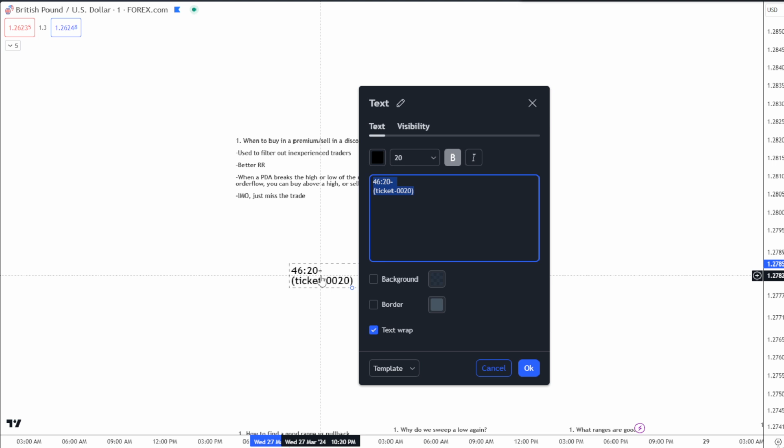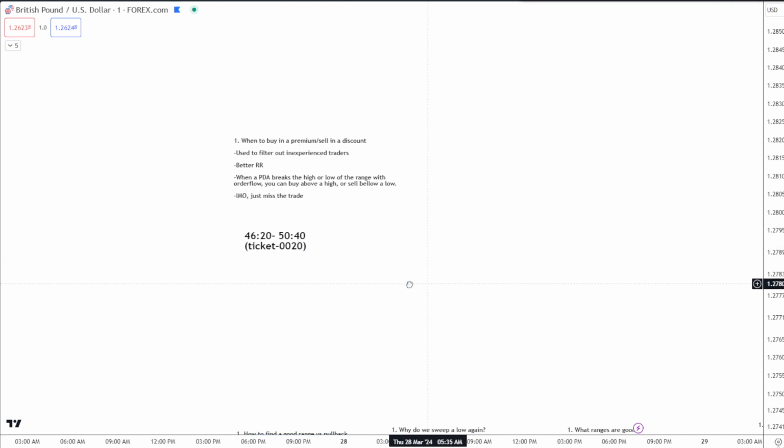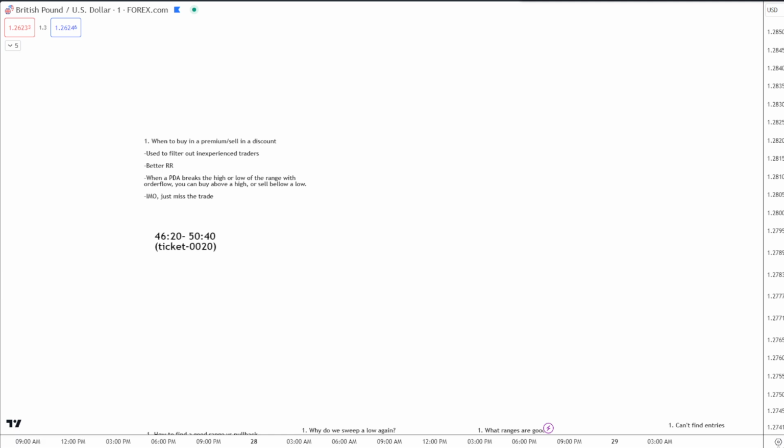That's ticket 50, 50, 40. Ticket 20. Okay, ticket 21.